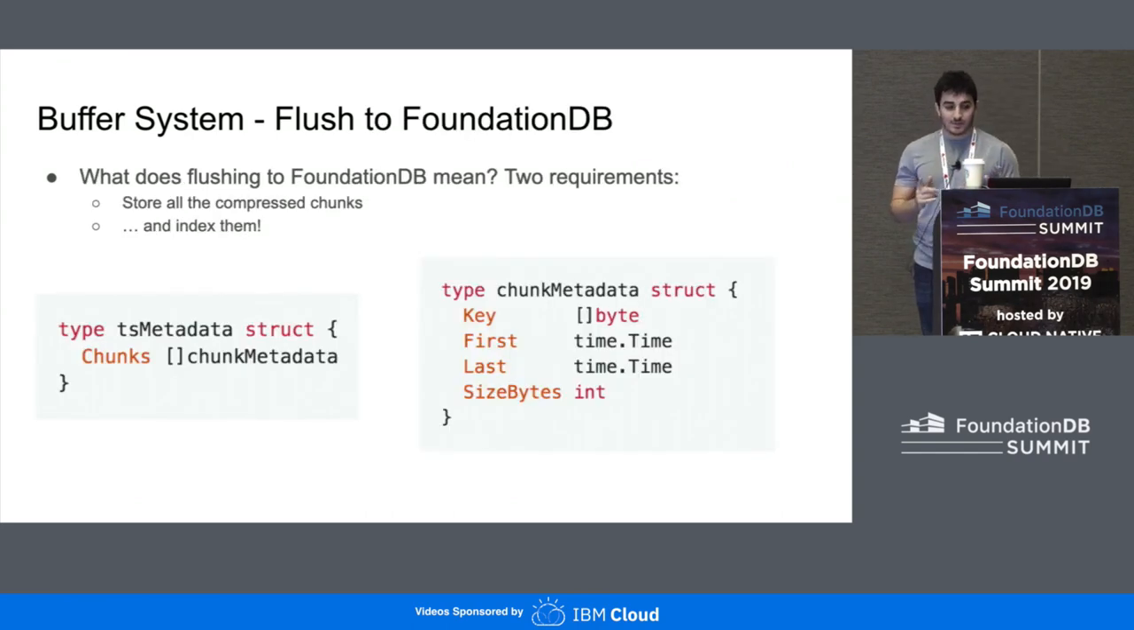When I say flushing to FoundationDB, there are two things that have to happen. One, you have to actually store the compressed data chunk, but you also have to have an index over them. You have to be able to say, what chunks do I have and what time ranges do they cover? In a production system, you probably have a slightly more sophisticated zone map than this, but in my implementation, I just have a slice of metadata. It contains the first timestamp and the last timestamp. That's really useful for satisfying queries and also deciding which chunks make sense to compact together. And then you also have the size, because you don't want any individual chunk to be too large or too small. So you can use the size to decide which chunks make sense to merge together as well.